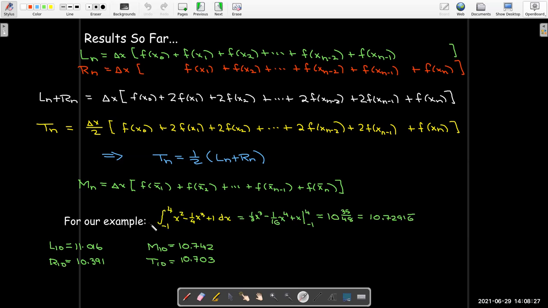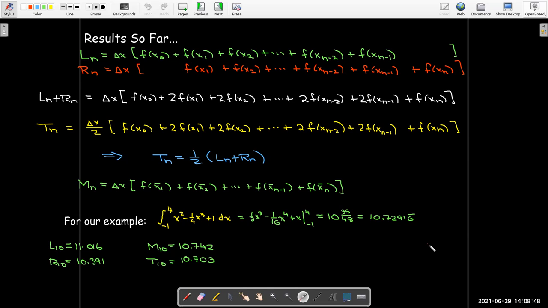And so far in our example, we never worked out the exact value. So the exact value is 10 and 35 over 48, which is not a nice number, but it is a repeating decimal, 10.72916 with the 6 repeating.